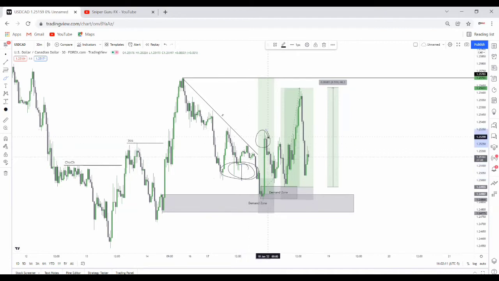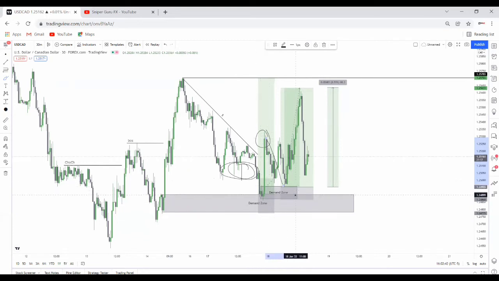It did grab that liquidity, came back down to test this demand zone which I identified on the 30-minute time frame, right? So as soon as the market took or grabbed the liquidity above this trend line, it only grabbed about 20 to 30% of that liquidity, and then came back down to retest or mitigate that demand zone.